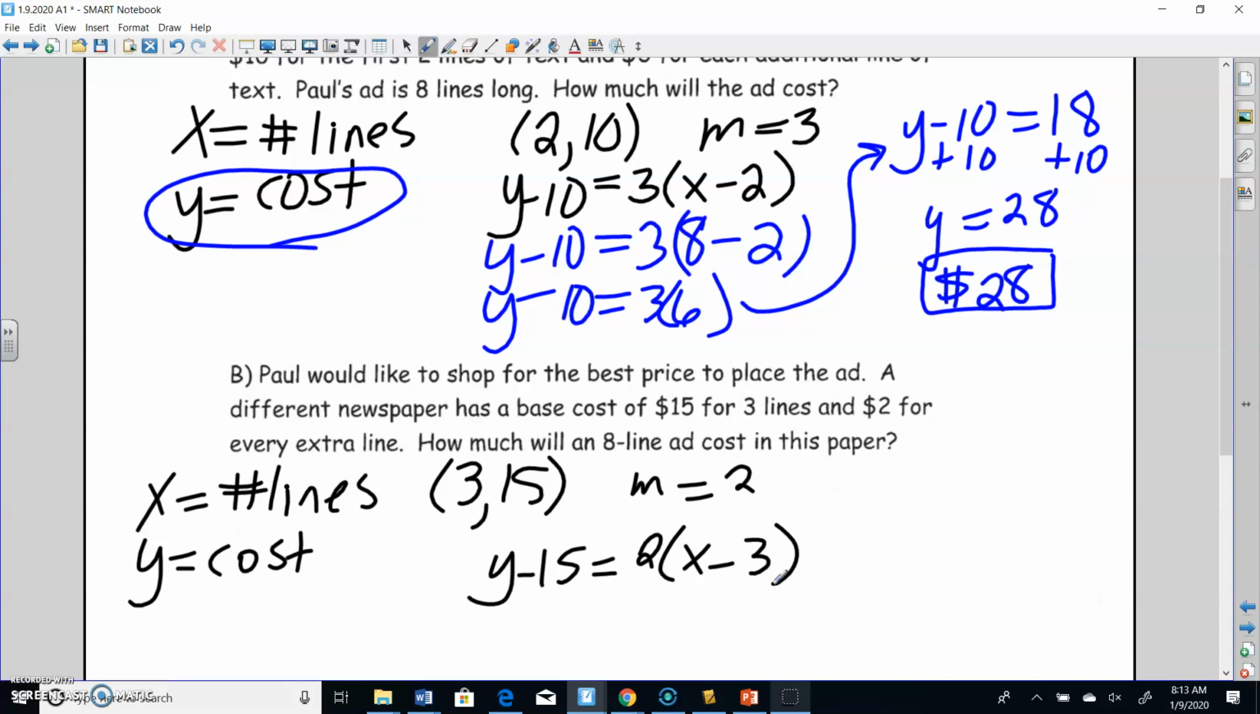What are we trying to find? Because we're comparing, correct? Newspapers. So what do we need to find here for this newspaper? The cost for 8 lines, right? Because Paul wants to put an ad that's 8 lines long in to this newspaper, one of the 2 newspapers, either the one on A or B. So lines is the x variable. So with the equation that we just created, we're going to put 8 in for x, and we're going to solve for y to figure out what that cost would be.